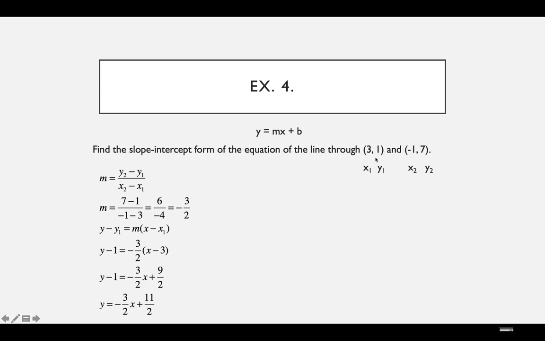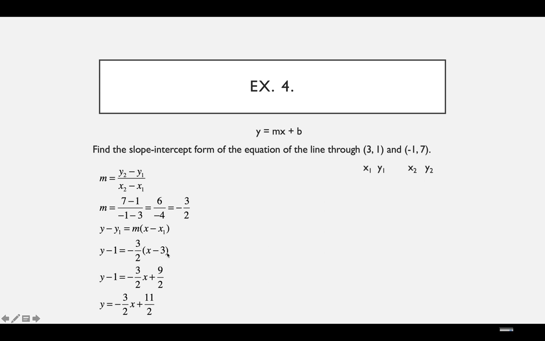Since I've already considered x1, y1 to be 3 and 1, I'm going to use those. And so we have y minus 1 equals -3/2 times x minus 3. So we're going to distribute the -3/2 to get -3/2 x plus 9 over 2. Negative times negative is positive. And then 3 times 3 is 9.